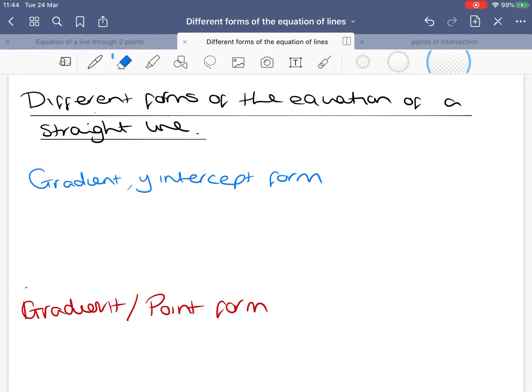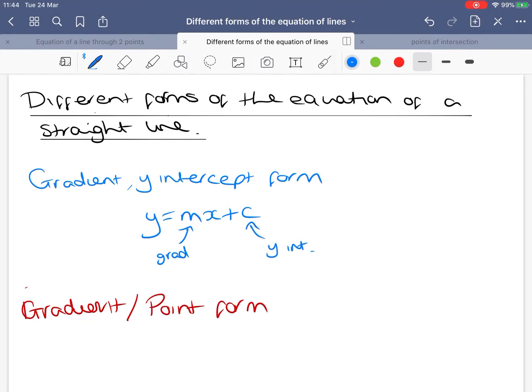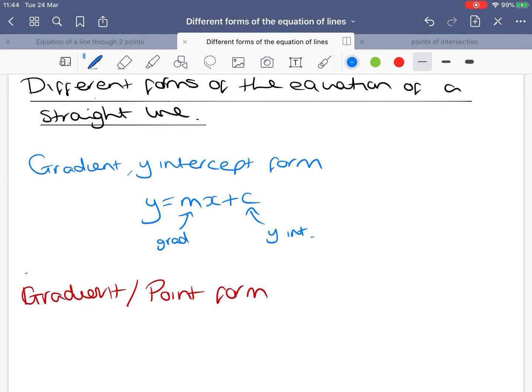And up until now, at GCSE, we have just come across the equation of a straight line in the form y = mx + c. And this is called the gradient y-intercept form, because your m is the gradient and the c is the y-intercept. But there are two other forms that we need to look at.